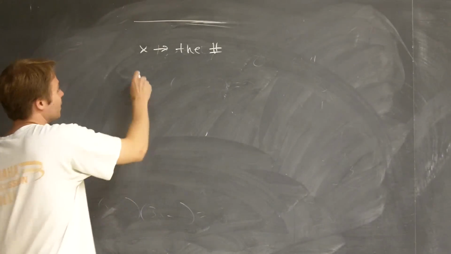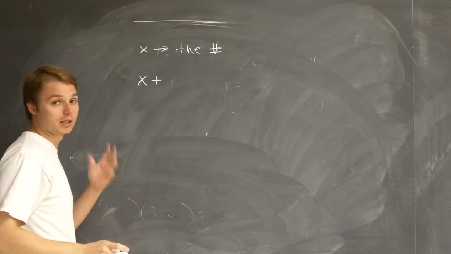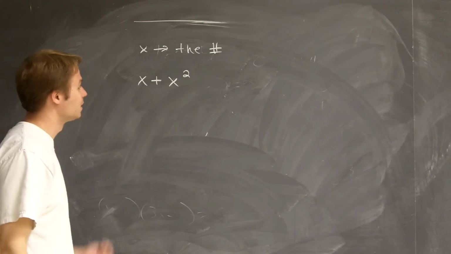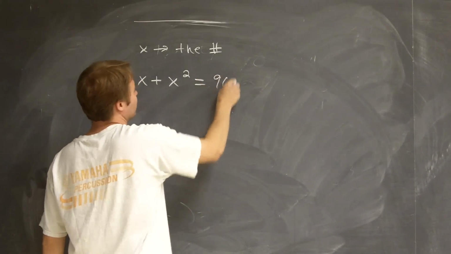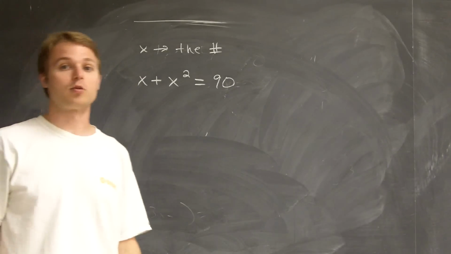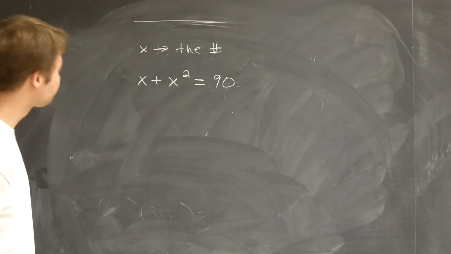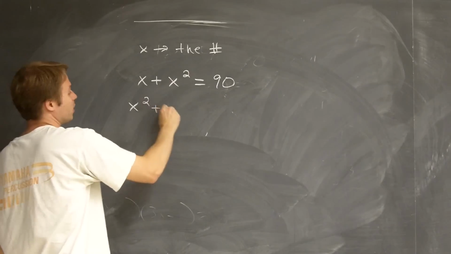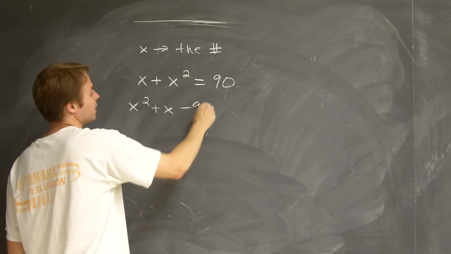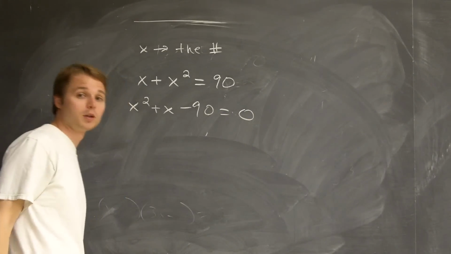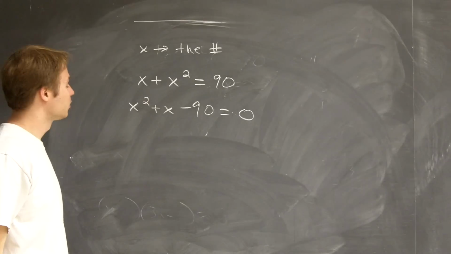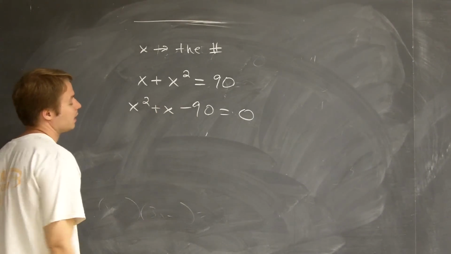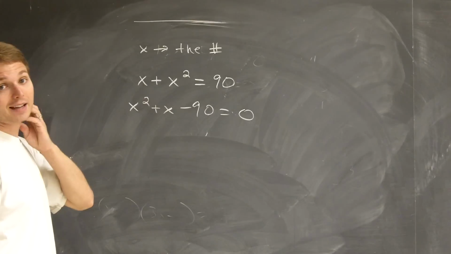So it says that the sum of x and x squared, so x plus x squared is equal to 90. So we just want to take that and rewrite it as an algebraic expression instead of a verbal expression. And then from here we should be able to solve this. This is really just x squared plus x, and then I can subtract the 90 over, and I have a type 1 trinomial expression. And so I want to find the two numbers that multiply to get 90 and add to get 1.